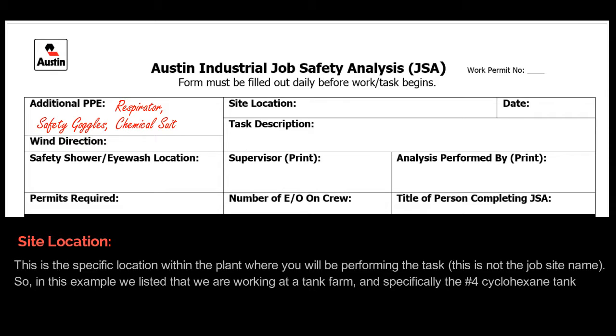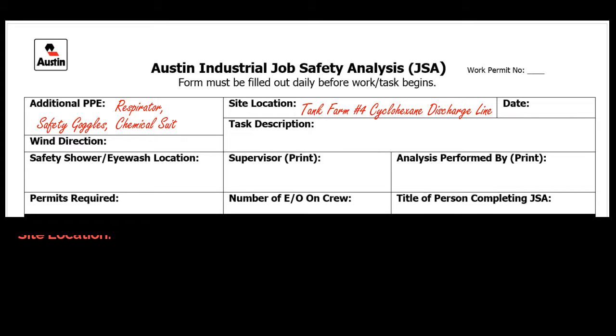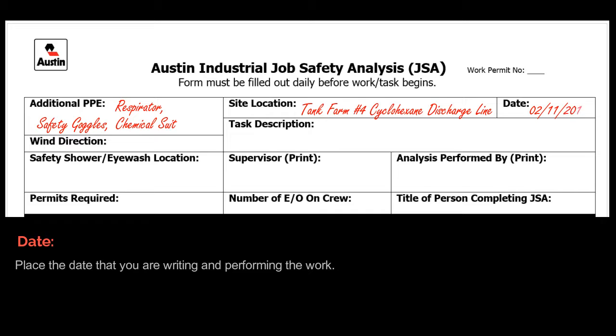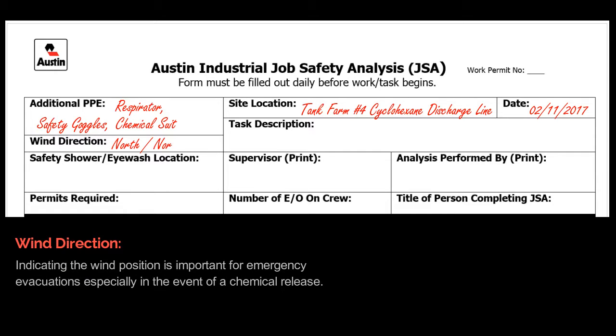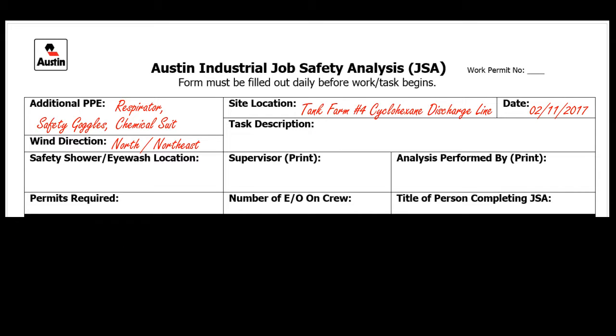Site location. This is the specific location within the plant where you will be performing the task. This is not the job site name. So in this example, we listed that we are working at Tank Farm and specifically the number 4 cyclohexane tank. Date. Place the date that you are writing and performing the work. Wind. Indicate the wind position. It is important for emergency evacuations, especially in the event of a chemical release.